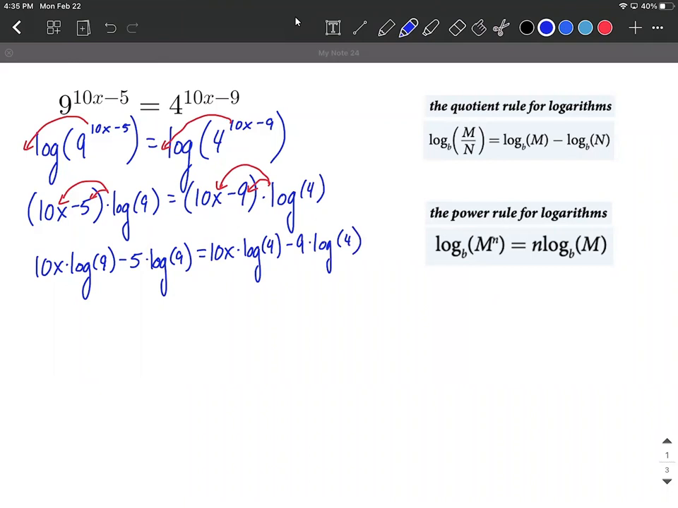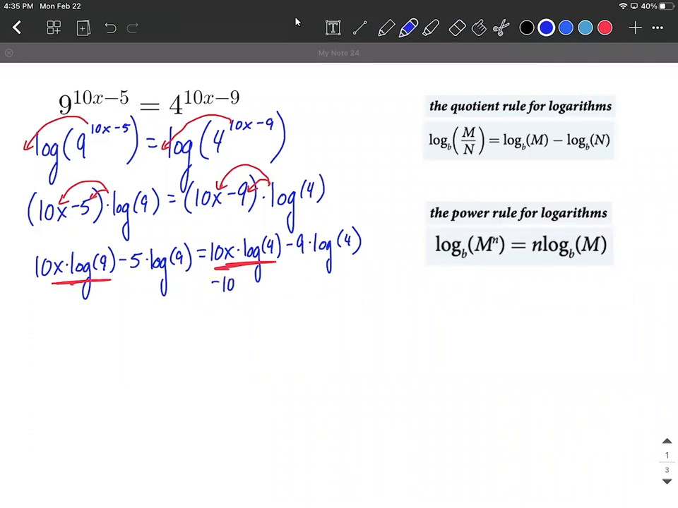All right, so we have two terms that have x's, and we have the other two terms that don't have x's. They're all constants with that log of 9 and log of 4 respectively. So our next goal is to get all the terms that have x's on one side and all the terms that don't have x's to the other side. So first, let's move all the terms with x's to the same side.